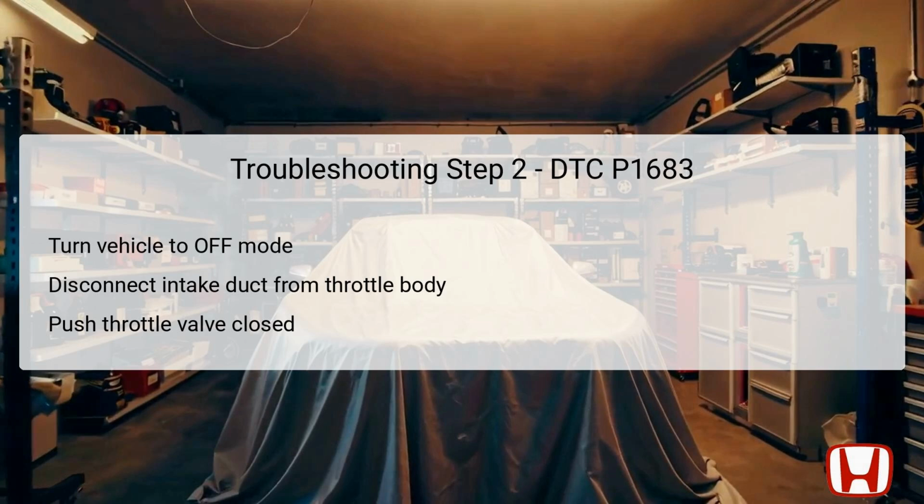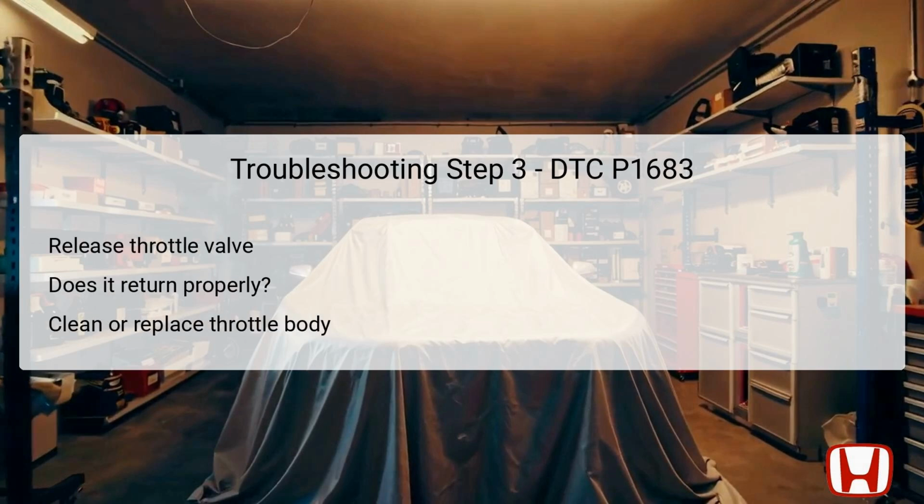This action simulates a closed throttle condition to check if the valve can return to its default position reliably. It is a critical step in verifying the mechanical integrity of the throttle assembly and the effectiveness of the returning spring. Observing the throttle's response is crucial in determining if the underlying issue causing DTC P1683 lies within the throttle body assembly itself. Therefore, it is paramount to proceed with caution and accuracy in this diagnostic step.